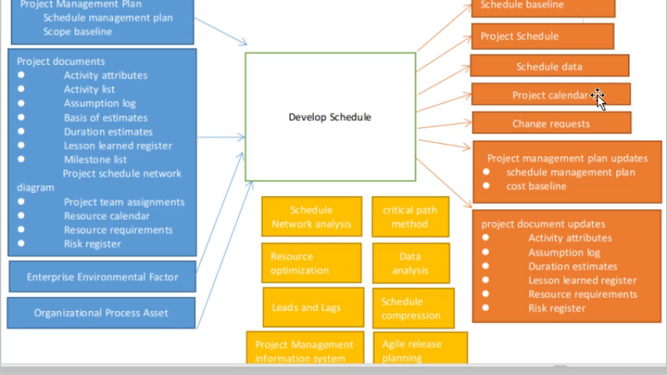Then schedule data, project calendar, change requests. Change request means, friend, anything which is beyond the boundary of the scope document is considered a change request, and change is always approved through an appropriate process in the organization. Project management plan updates, that means the schedule management plan and the cost baseline. Project document updates, which include the activity attributes, assumption log, duration estimates, lessons learned register, resource requirements and the risk register.